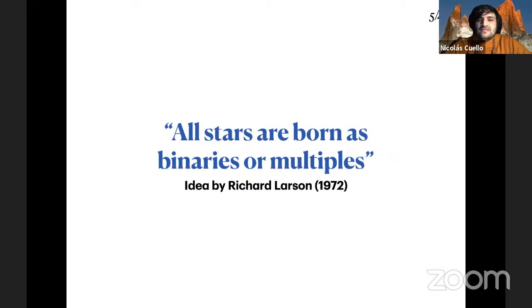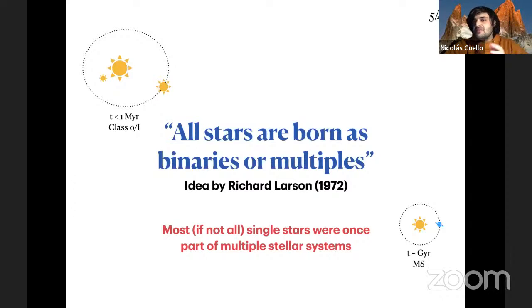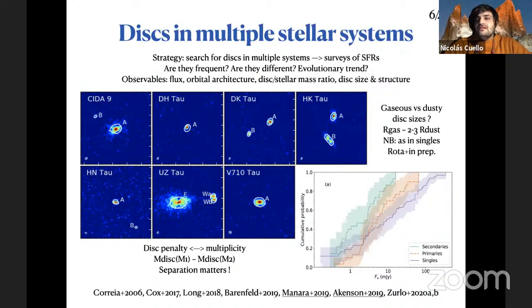So we come to this idea that all stars are born as binaries or multiples. This was proposed by Larson in the 70s. One interesting corollary is that most, if not all, single stars were once part of multiple stellar systems. So when you observe one main sequence star with a planet, let's say, after a few gigayears, perhaps in the past, when it was a young stellar object, it was part of a multiple. One of the most important questions we have at the moment is to understand how the material evolves around multiple stars. We know that disks form, so what we need to do is study disks in multiple stellar systems.